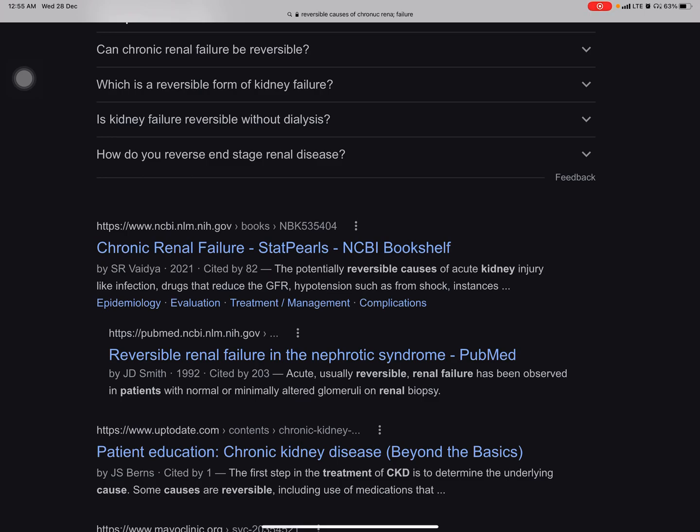So in RIFLE, yeah: risk, injury, failure, loss, end stage disease. In risk, we have 1.5 times the baseline in 48 hours. Injury is stage 2, greater than 2 times baseline. Failure is 3 times baseline creatinine. Loss is a persistent AKI requiring RRT for greater than 4 weeks, end stage greater than 3 months. Okay, requiring RRT. So this is the staging.